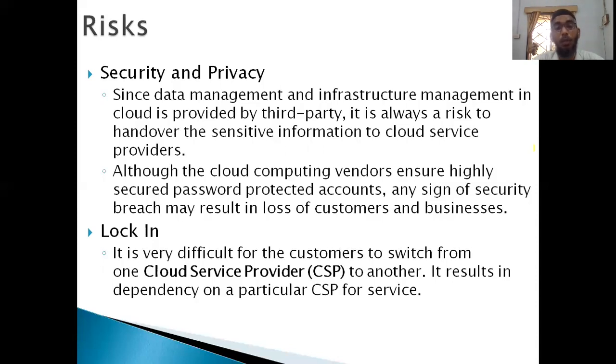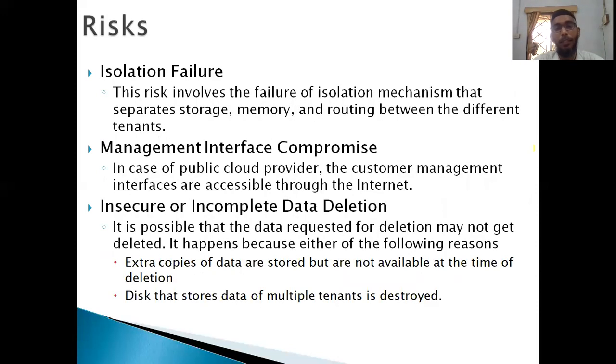And also lock-in. What is this lock-in? It is very difficult for the customer to switch from one cloud service provider to another. When you have opted for one cloud service provider, you become dependent on it, and if you want to switch to another cloud service provider, it will be difficult for you. It is a challenge because several issues were realized, which we will discuss in later sessions.